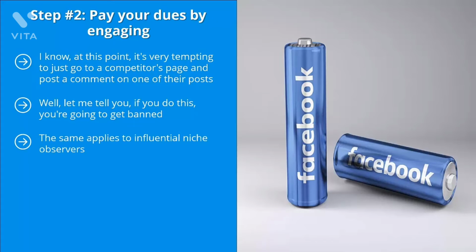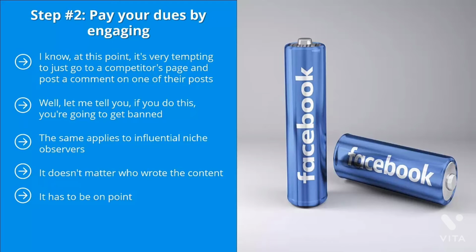The same applies to influential niche observers. These are non-competitors, but you shouldn't spam them either. Instead, you should pay your dues by engaging. How do you do this? First, you need to share high-quality content. It doesn't matter who wrote the content. It doesn't matter where that content goes to or links to. What's important is that it provides maximum value to anybody reading that content. It has to be on point. It has to deal with a specific theme or topic that you know that your target audience members are interested in.